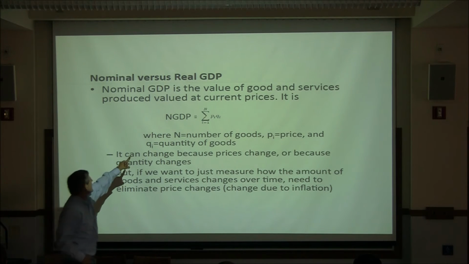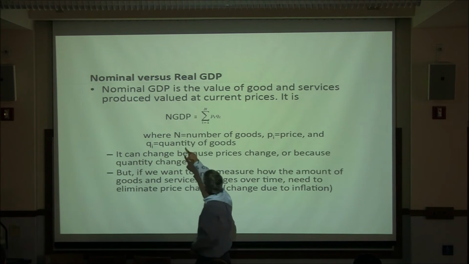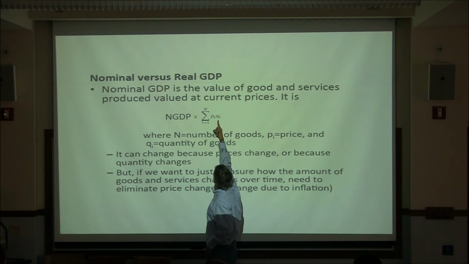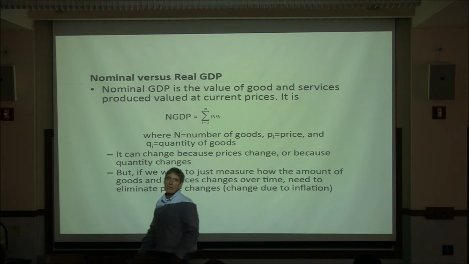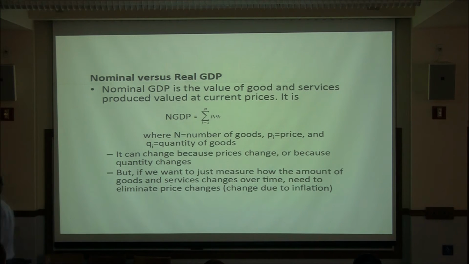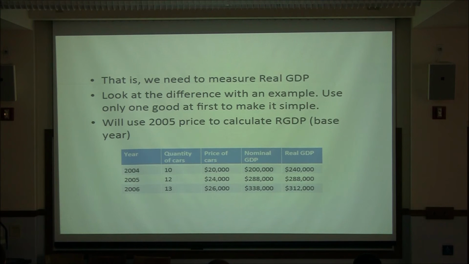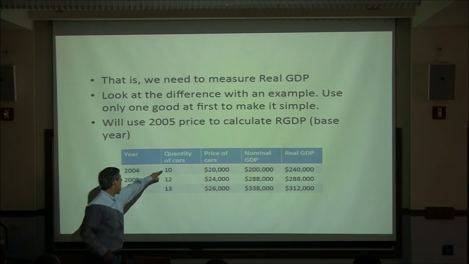So there could be a problem with measuring real GDP in that way. But somehow we want to come up with something called real GDP that only captures the Q's and doesn't capture the P's at all as it changes. So how do you do it? With one good, it's really simple. This is, again, an example from the book. Now, if there's a single good, it's easy because I can look at just the quantities.